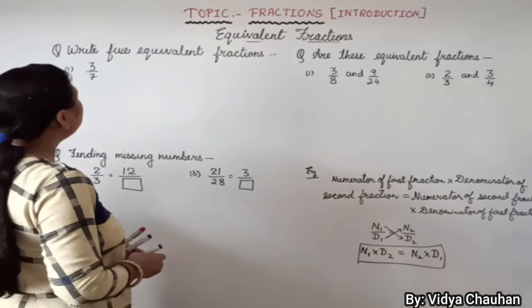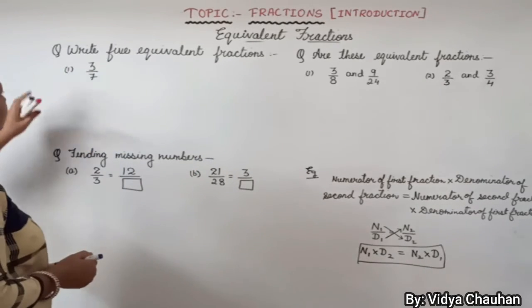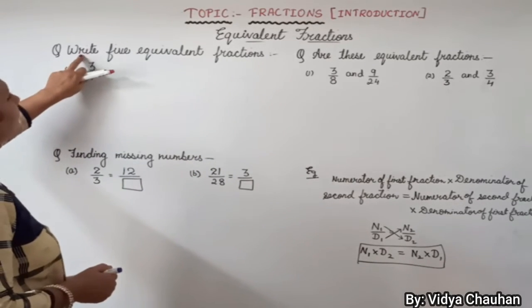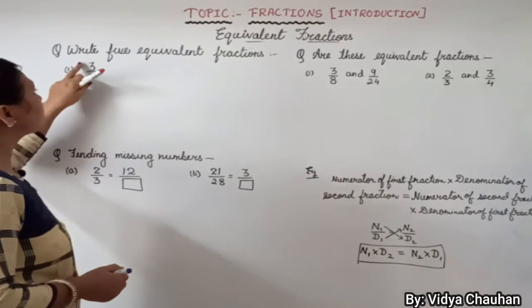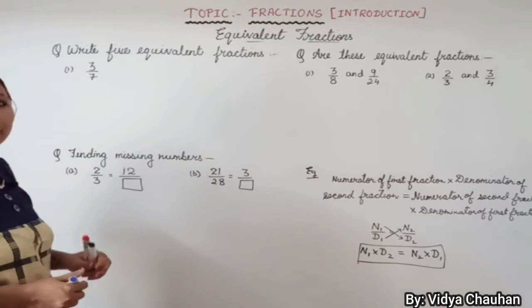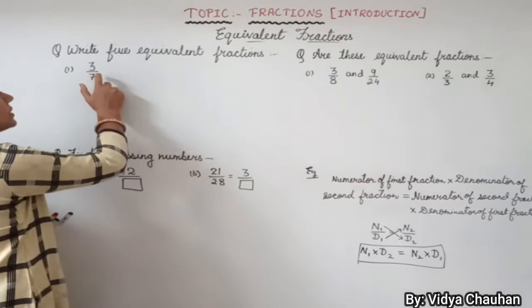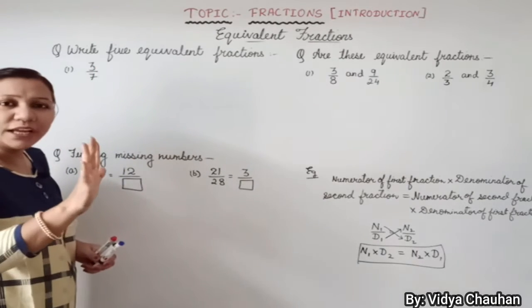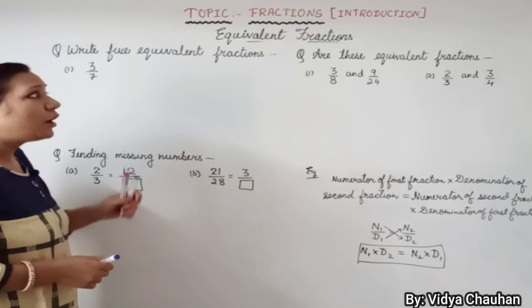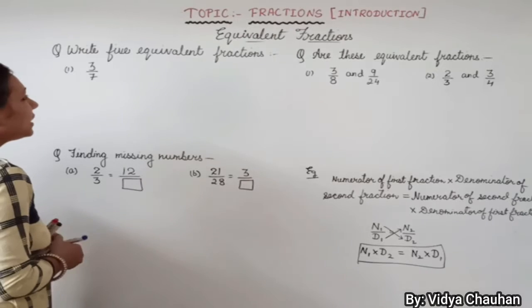So let us come to the questions. The first question says, write 5 equivalent fractions for the given fraction, which is 3 upon 7. So what is being asked? You have to write 5 equivalent fractions of 3 upon 7. That is very simple.